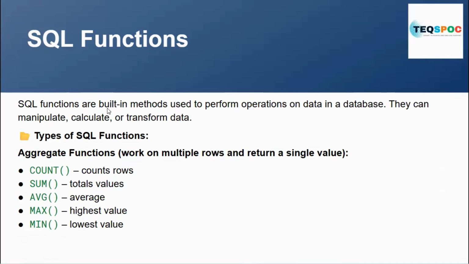SQL functions are built-in methods used to perform an operation on data in a database. With the help of count, sum, min, max, you can perform certain mathematical operations on the data in your database. They can be used for manipulation, calculation, and transforming the data. There are different types of functions. Count, sum, and average are called aggregate functions. They work on multiple rows and return a single value. That is the aggregate function.